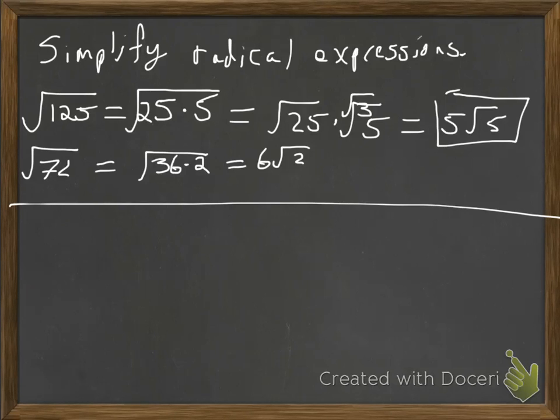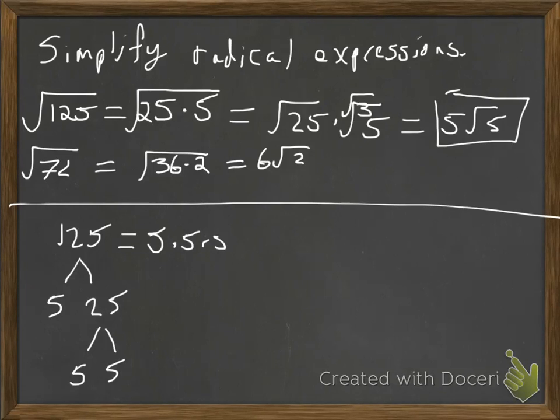The other way you can do these is you can break 125 down into 5 and 25, 5 and 5, and 125 is 5 times 5 times 5. So if we were to take the square root of that, there's our 25, the square root of 25 is 5, and 5 is left over.